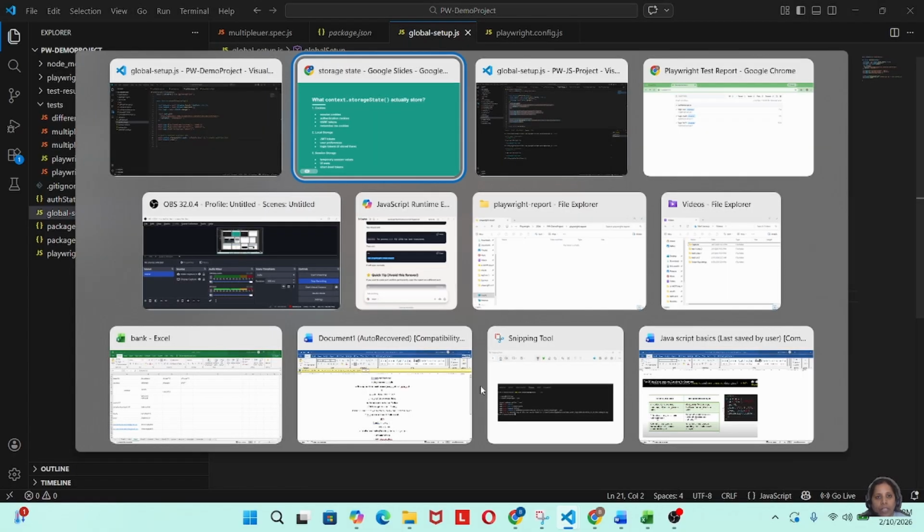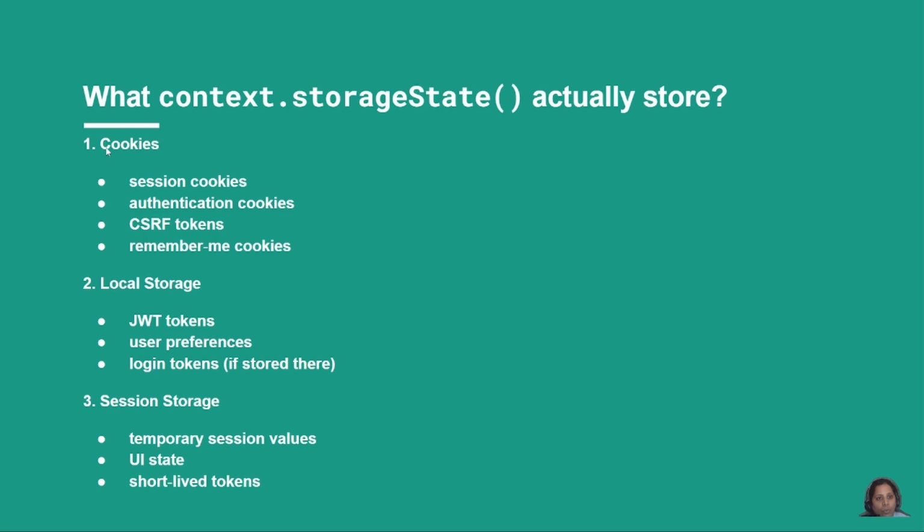Okay. So now you understand: in the cookies, you have session cookies and the CSRF token, the JWT token is available in the local storage, and temporary session values are available in the session storage.